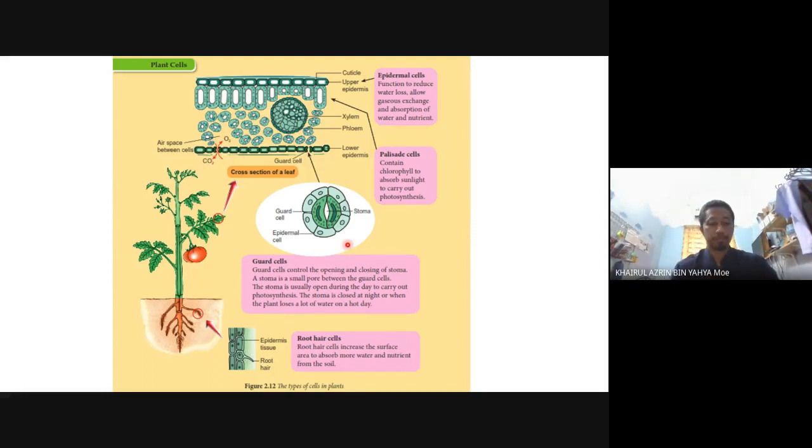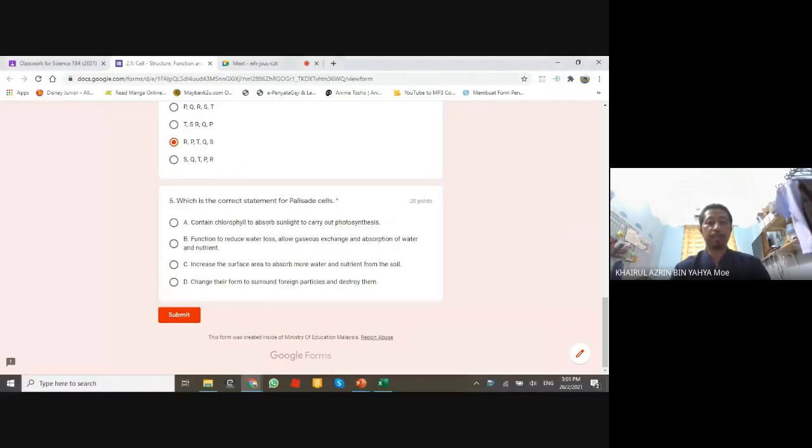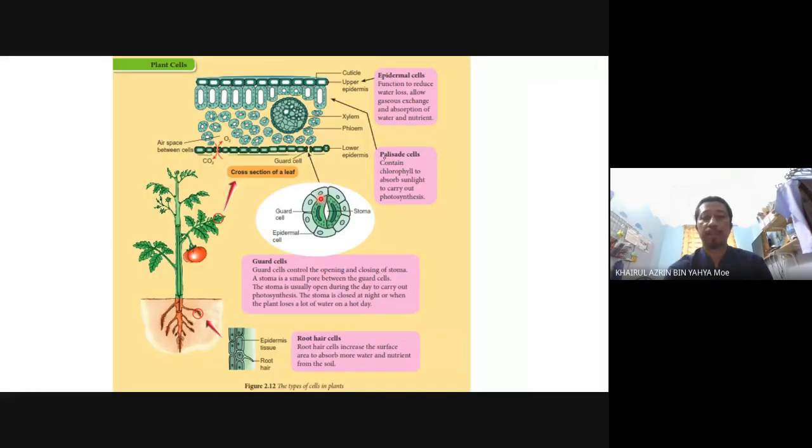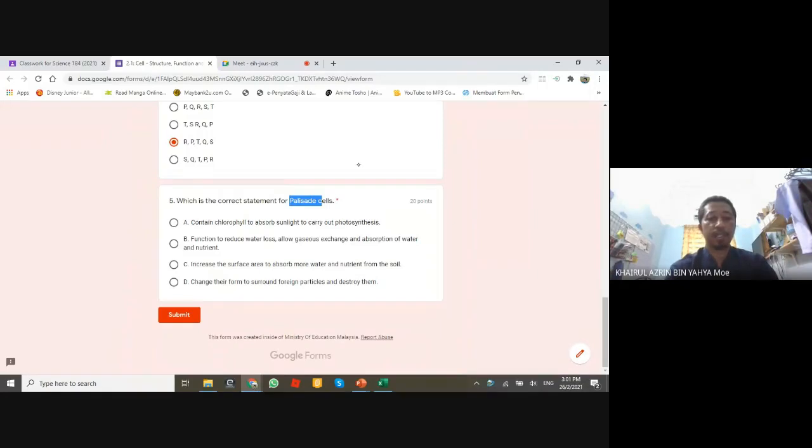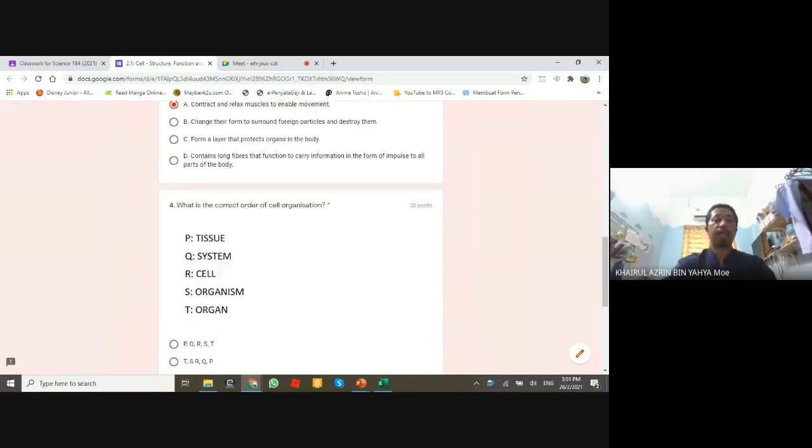Okay, so to answer the question, let us read again. Which is the correct statement for palisade cells? Where is palisade? This one, palisade cell contain chlorophyll. We read the answer. The answer should be A, contain chlorophyll to absorb sunlight to carry out photosynthesis. Okay, so that is the answer for today's question. Itu jawapan untuk soalan hari ini.